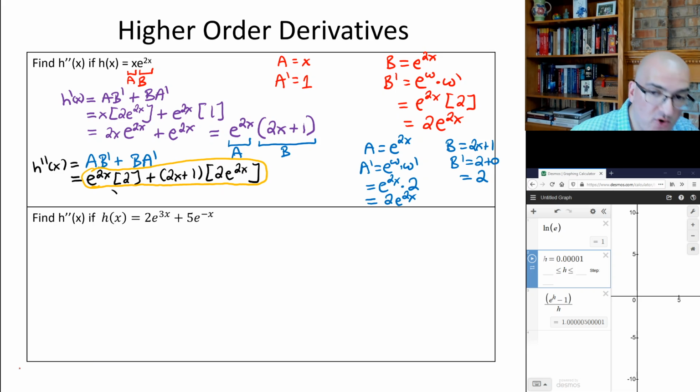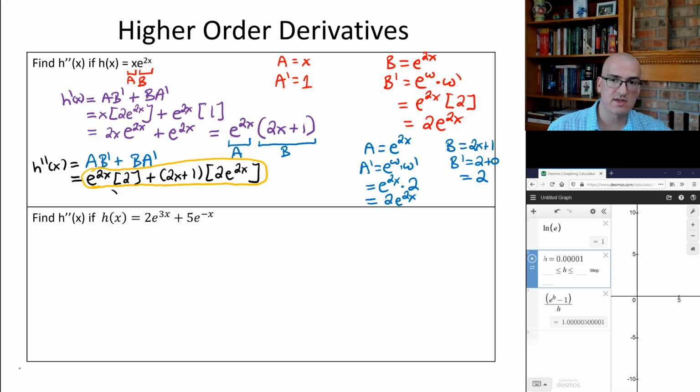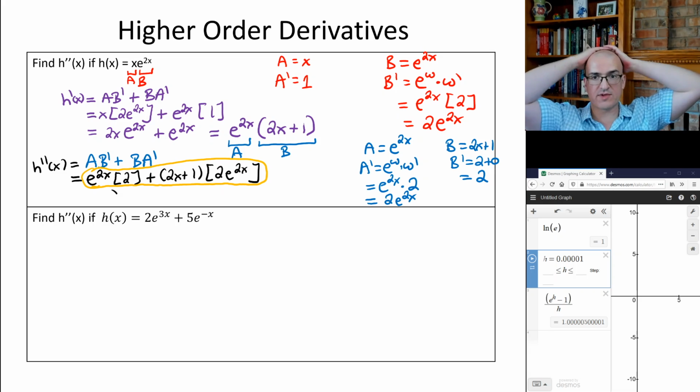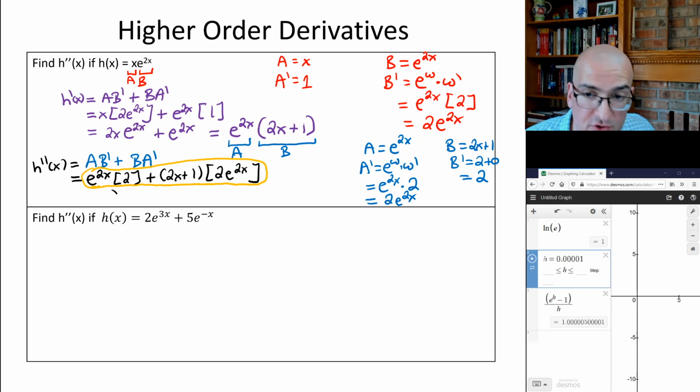In this one, we don't need a product rule. We have a constant times a function, which doesn't need a product rule, and another constant times a function, which doesn't need a product rule. The two function pieces are separated by a plus sign or a minus sign, so we don't need a product rule for that reason. These are just two separate derivatives.